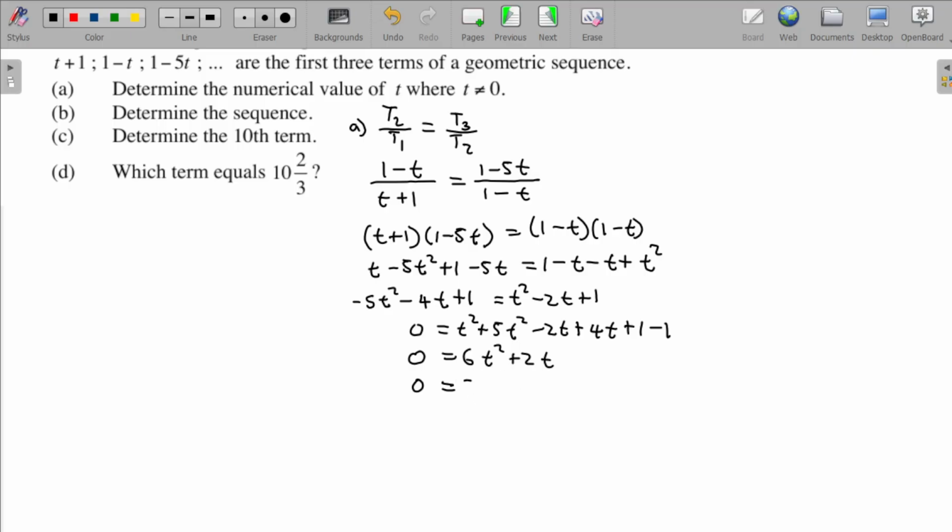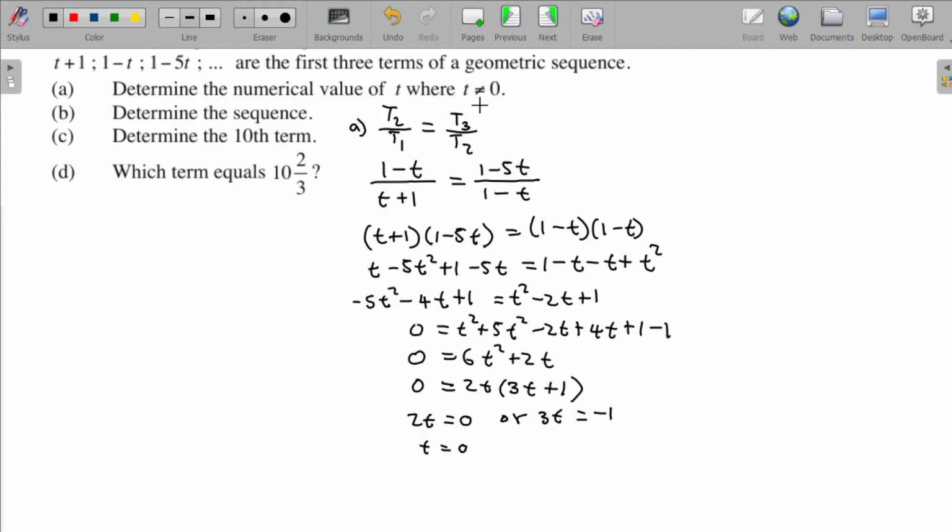But I can see a common factor of 2t here. Then take the common factor, I'm going to be left with what? With 3t, and then here it's going to be plus 1. Then from here, I know that 2t is going to be equal to 0, or 3t is going to be equal to negative 1, because this goes to the other side. Let me write this negative 1.